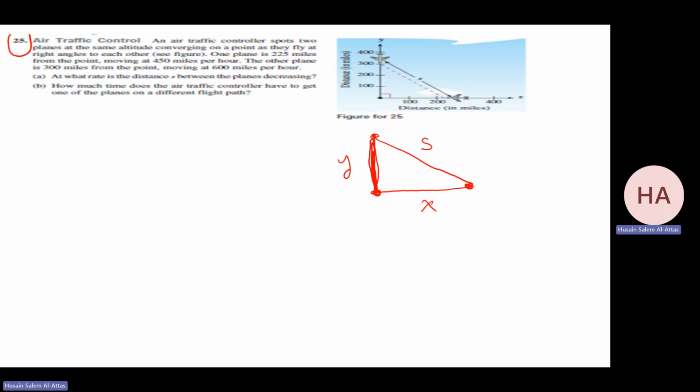What is the information? One plane is 25 miles from the point, moving at this rate. Let me say dx by dt is 450.